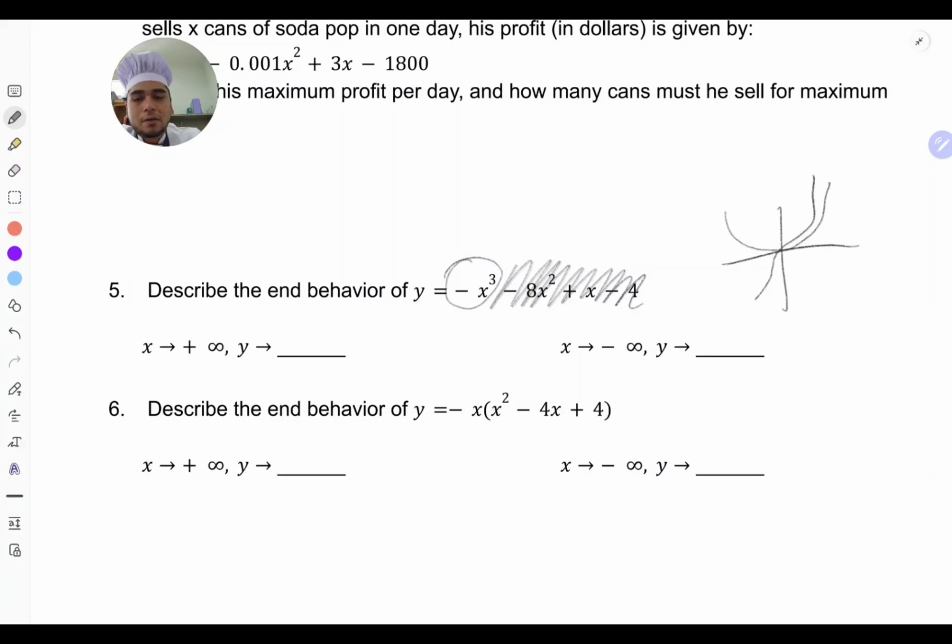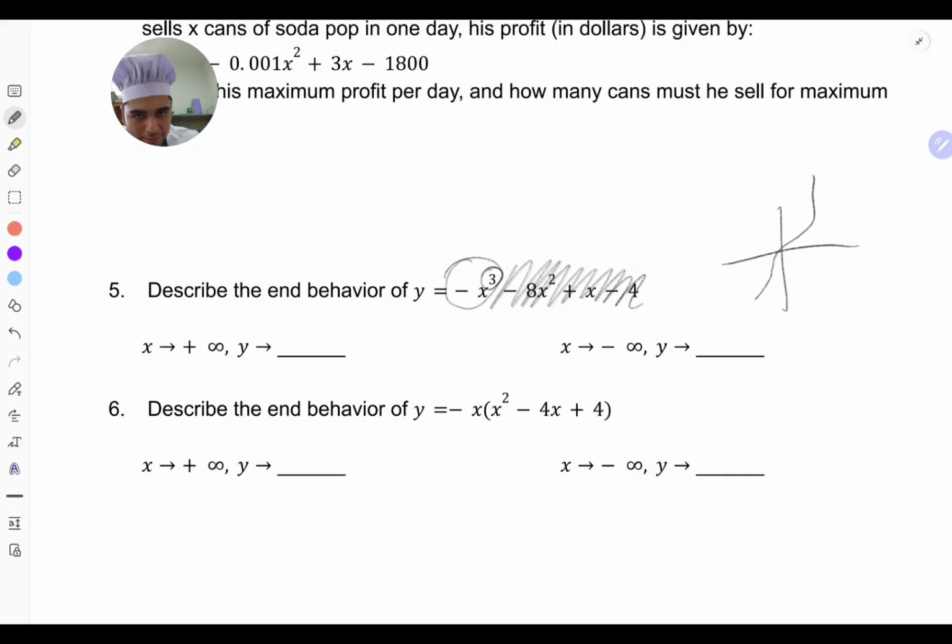Now, what's our first clue? Our first clue is that this is the degree of 3. So it's definitely not going to look like a quadratic, so I'm going to erase the quadratic. It's going to look like a cubic, because odd functions look like cubics, and even functions look like quadratics. 3 is odd, therefore it looks like a cubic. And it's also a cubic because it's x cubed.